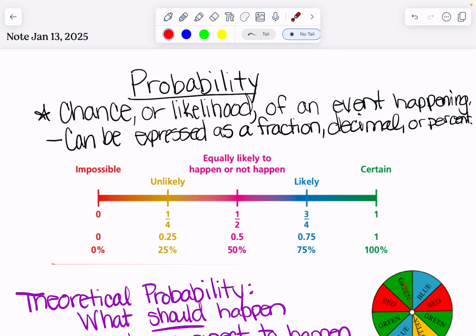If there's a 50%, 0.5, or 1/2 chance of something happening, we can say that's equally likely to happen or not happen. Anything between 0 and 1/2, we can say is unlikely. So just one example of that would be 25%, but the probability could range anywhere from 1% to 49%. And then likely would be anything between 1/2 and 1. And again, using the 75% right in the middle there as an example, if there's a 60% chance of something happening, we could say that's likely as well.